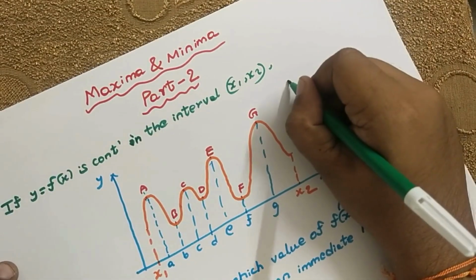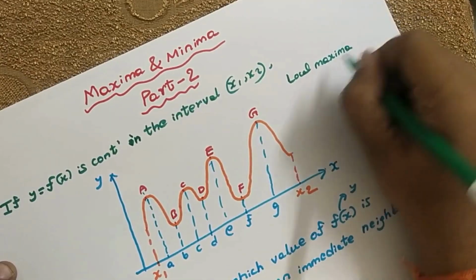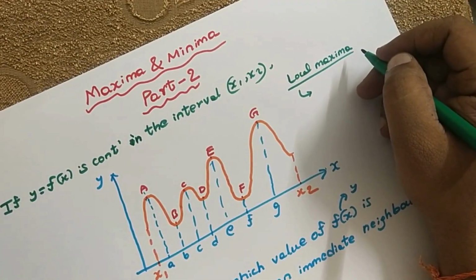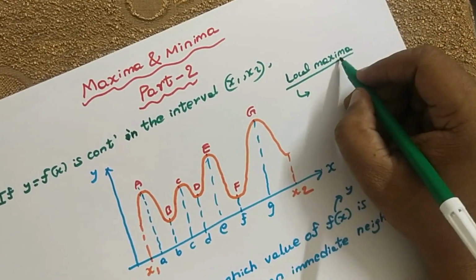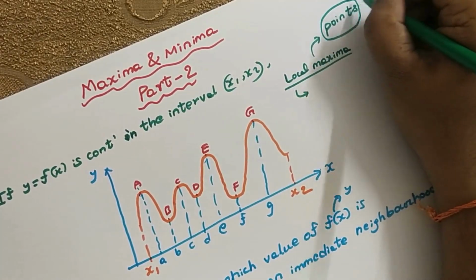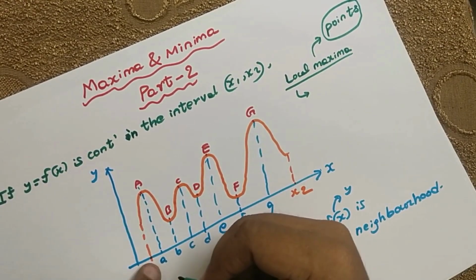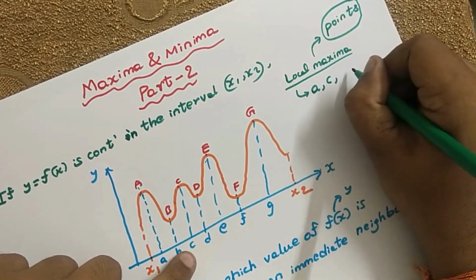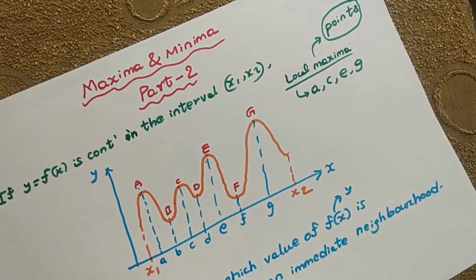So according to this graph, the local maximas are nothing but points. Maxima means a specific point, and maximum value is the value of f of x or y. So maxima means points, not values. These are points, keep this in mind. Here we have to take the point where the value is maximum. So a is one local maxima, and c is another local maxima, and e and g. Yes, so like this, very easy.